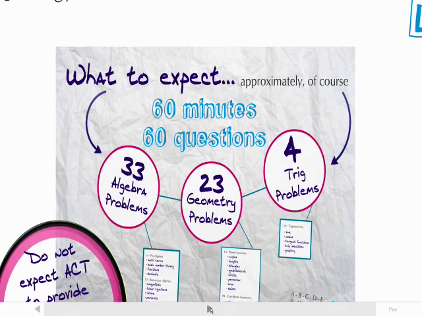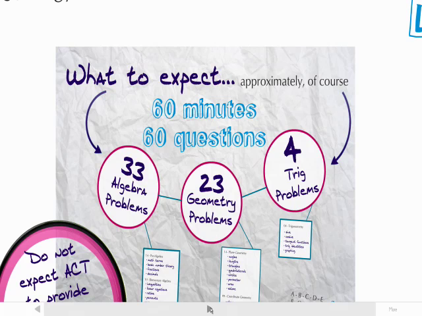So what do you expect on the math test? And this is approximately, of course. You have 60 minutes and 60 questions. So you can easily see that we have 1 minute per question. So as you're going along through the test, you can very quickly time to see where you are.